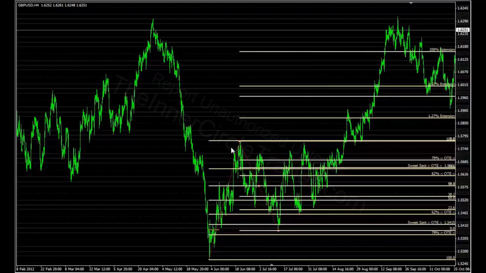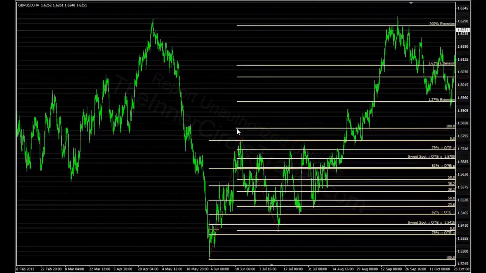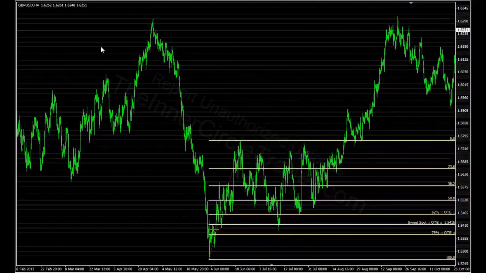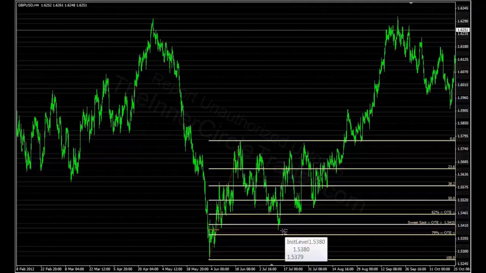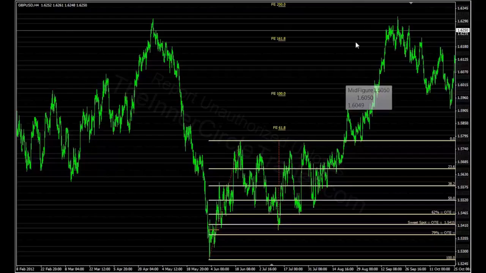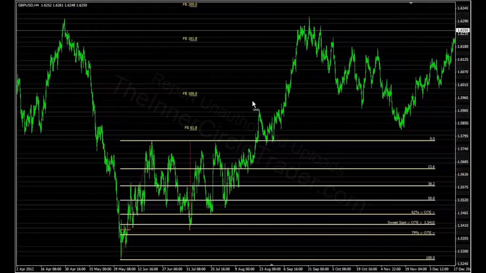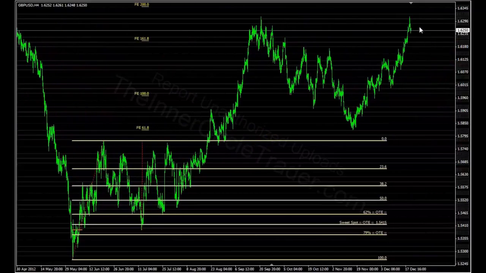Okay, if you utilize the expansion tool, you take the low that forms here and you apply it to here. Okay, and your 200 extensions up here. So you're looking for a really long-term profit objective that's way up there. And we're still possibly reaching for that.